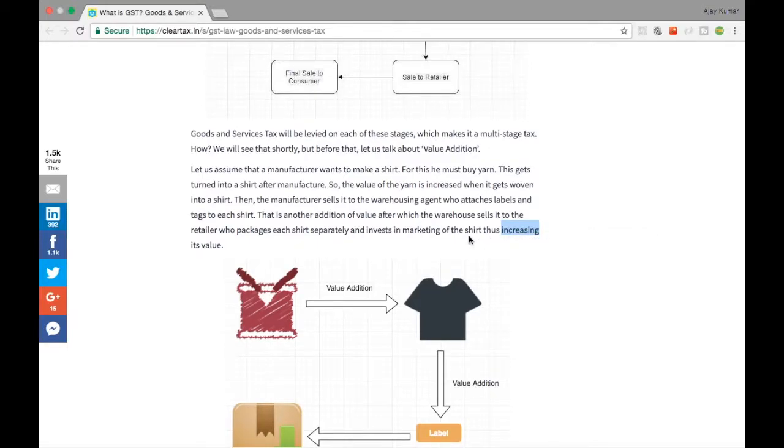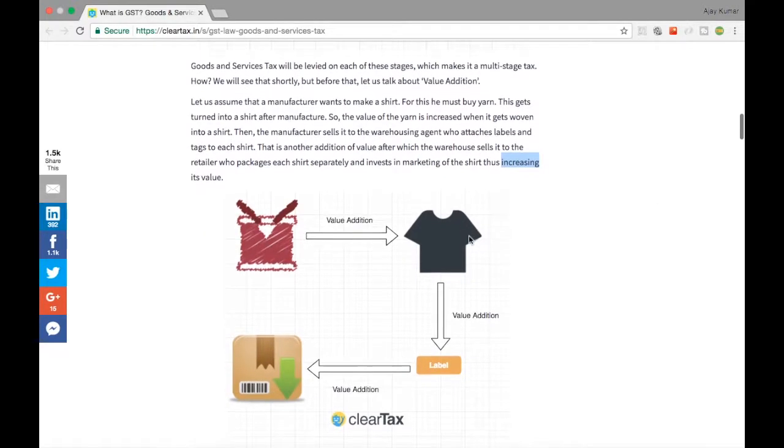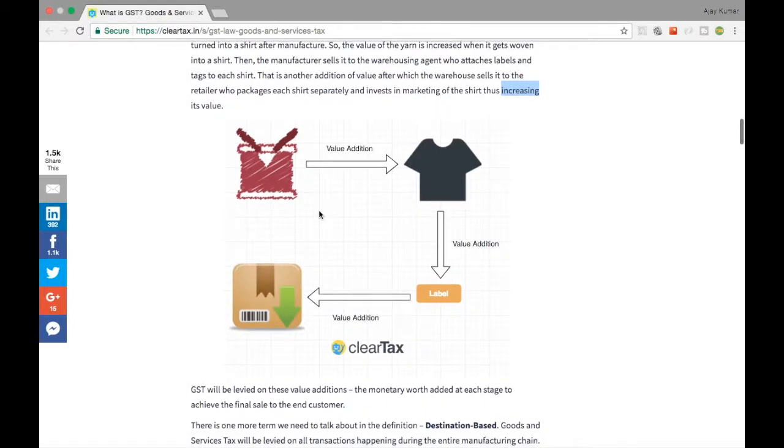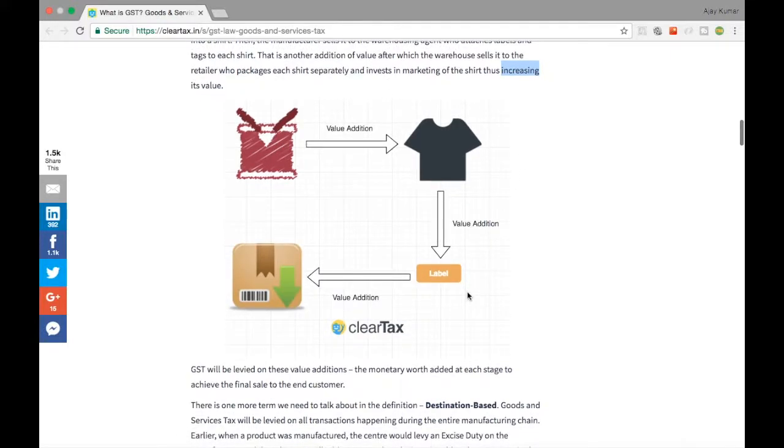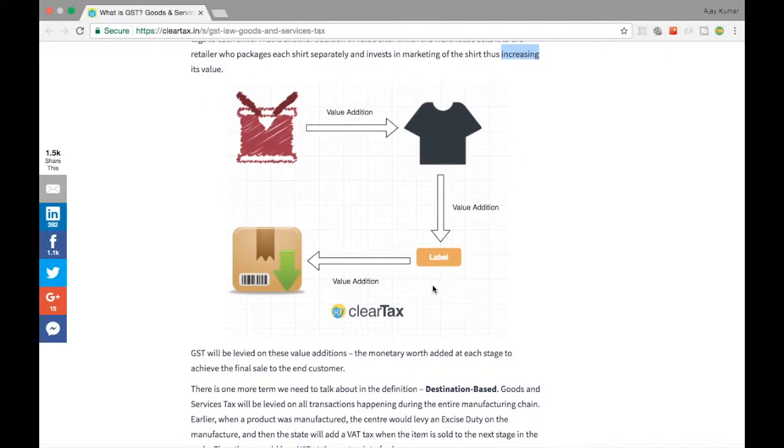So let's see what a value addition is. As I said, stamping a label is a value addition. For example, buying the raw materials is getting your cotton materials for making your clothes, and then you make that into a t-shirt. That is a value addition. From the t-shirt to adding a label, that is another value addition. Then sealing it and packaging it is another value addition. So these are different value additions.